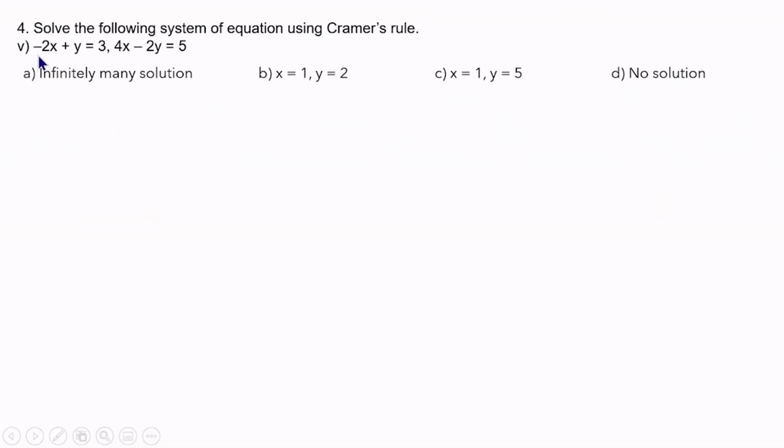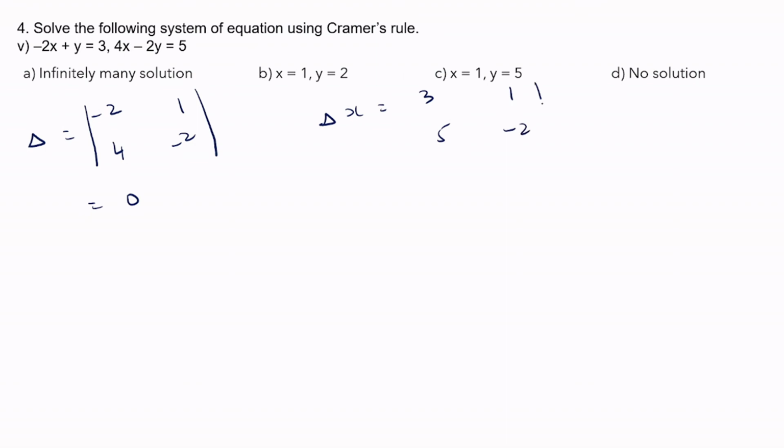The next question, minus 2x plus y equal to 3, 4x minus 2y equal to 5. So first let us find delta. Delta is the determinant of minus 2, 4, 1, minus 2. So this is 4 minus 4, 0. Then delta x is the determinant of 3, 5, 1, minus 2. So this is minus 6 minus 5, minus 11.